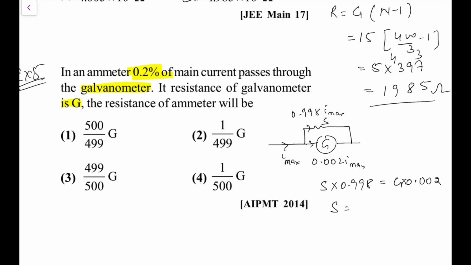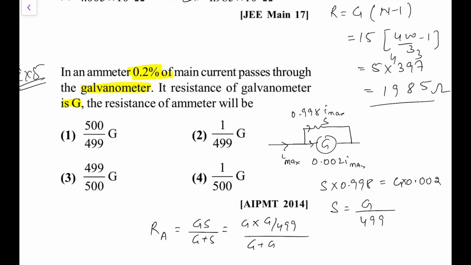So the value of the shunt will be G upon 499. This is shunt. But now the resistance of ammeter would be GS upon G plus S. So G into G upon 499 upon G plus G upon 499. So this comes out as G by 500. So we'll go for option 4th. Many of them get second, but it is 4th that you should remember.